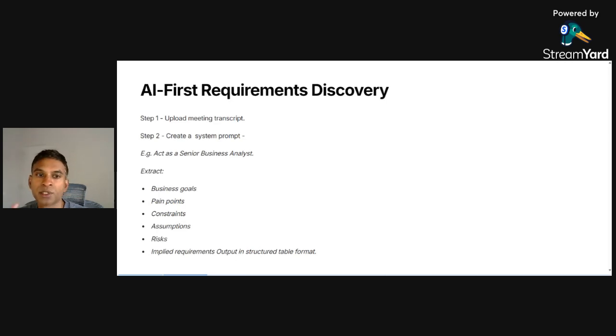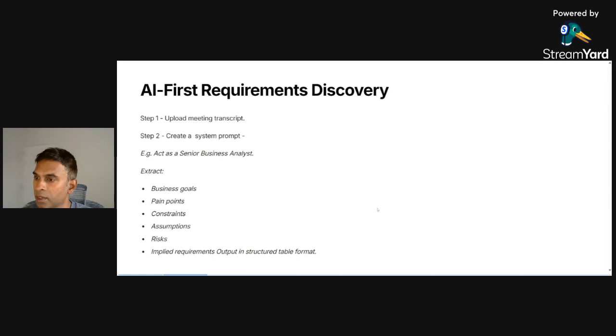The idea is to provide the system prompt and get the agent to read the meeting transcript and then give you a useful output. So that's my step number 2. Once I uploaded everything and created this system prompt, I usually save that into a Word document just because I may have to come back to it and refine it again.